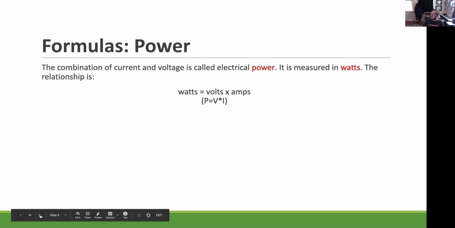Some other things with power, kind of the combination of the current and the voltage. If you've heard the term watts before, like a 60-watt light bulb, that's how much power you need for something. It's just a volt times the amps.